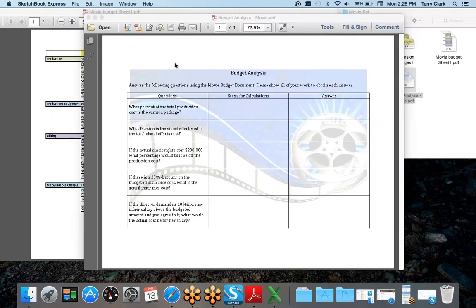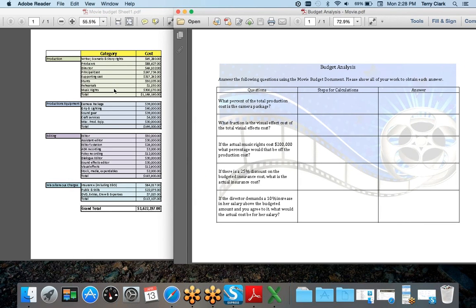So you'll read those questions carefully and then you'll look. For instance, they're asking what percent of the total production cost is the camera package. So we'll go and find total production cost, which is that yellow section there. And then at the bottom it says the total is 1,149,190. And then it says camera is, where is it at? Where's the camera package at?